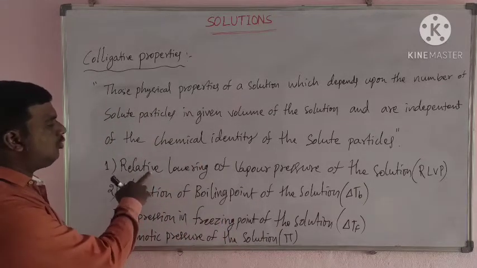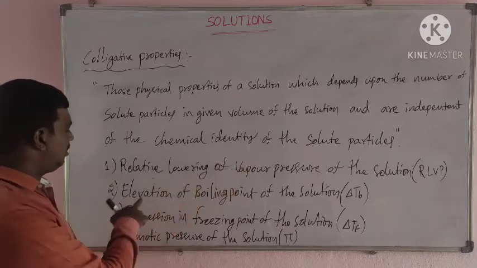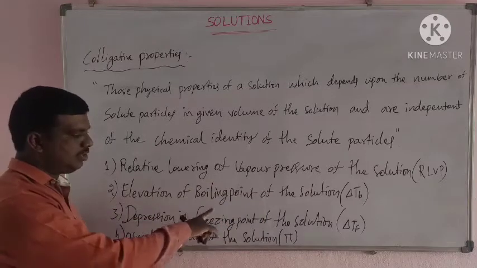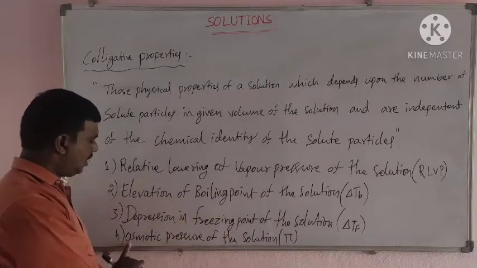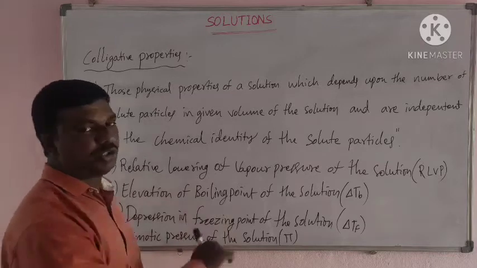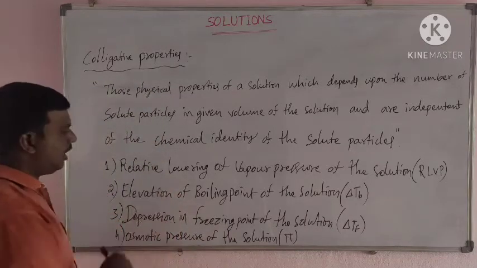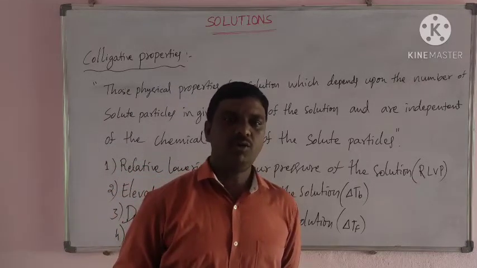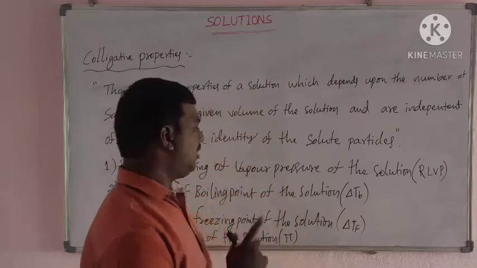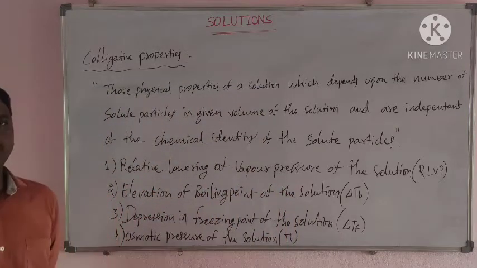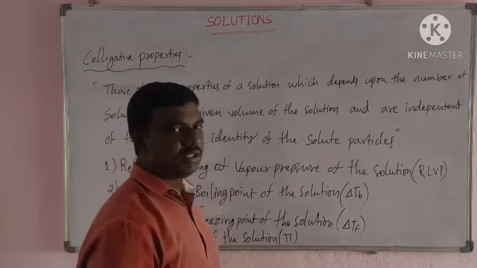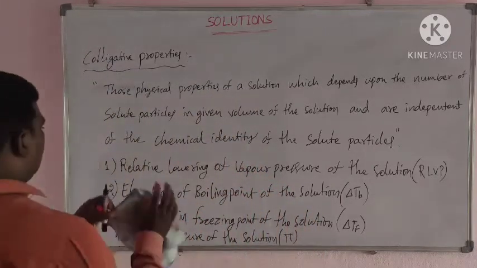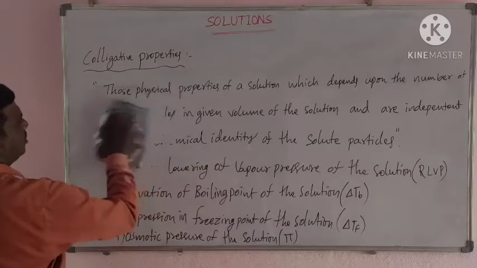They are relative lowering of vapor pressure of the solution, elevation of boiling point of the solution, and third one, depression in freezing point of the solution, and fourth one, osmotic pressure of the solution. In these four colligative properties, we find them for a solvent when a non-volatile solute is added to the solvent. This is colligative properties. Now discussing one by one. First of all, we are discussing relative lowering of vapor pressure.